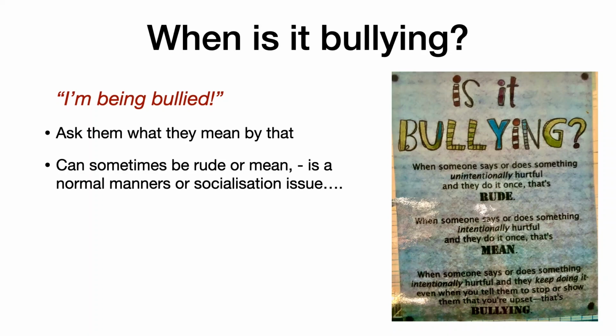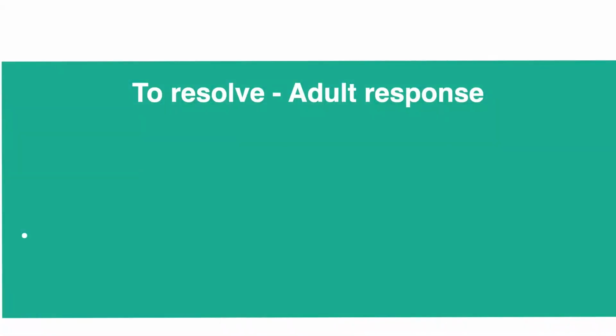Sometimes other young people can be rude or mean, and these aren't necessarily bullying. When someone says or does something that's intentionally hurtful, but they only do it once or maybe twice, that's just meanness. But if something's intentionally hurtful and they keep on doing it, even when the person tells them to stop it or shows that they're upset, that becomes bullying. So saying something unintentionally hurtful or a bit rude just once is not really bullying. So you can have a good conversation with students about this. How do we resolve the situation if a student has been bullied?